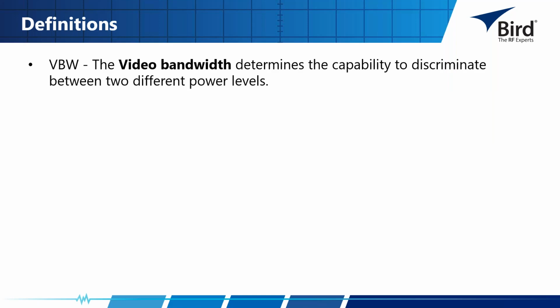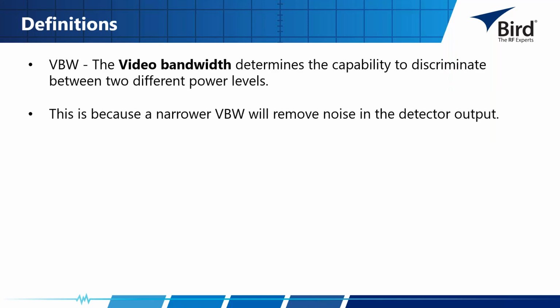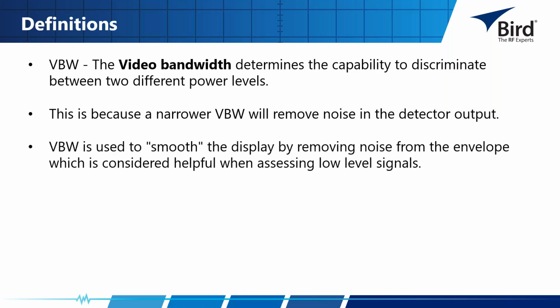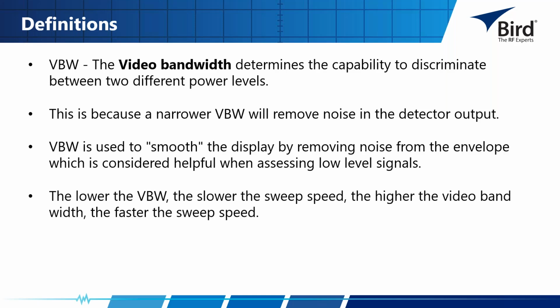The video bandwidth determines the capability to discriminate between two different power levels. This is because a narrower video bandwidth will remove noise in the detector output. It is used to smooth the display by removing noise from the envelope, which is considered helpful when assessing low-level signals. The lower the video bandwidth, the slower the sweep speed. The higher the video bandwidth, the faster the sweep speed.